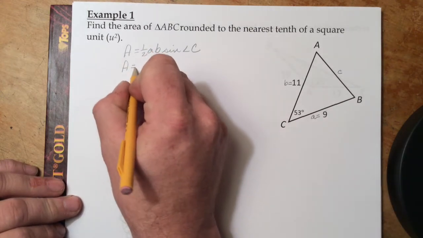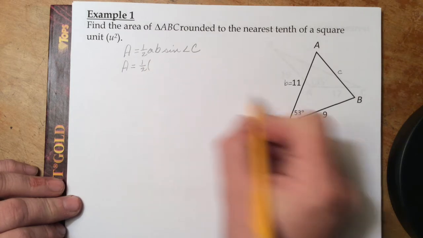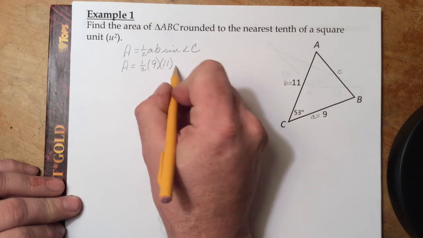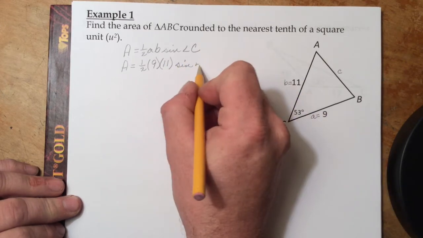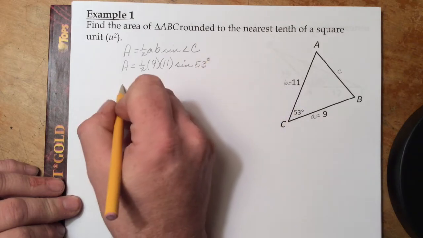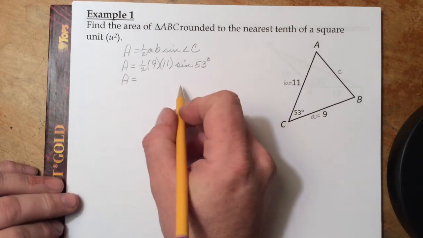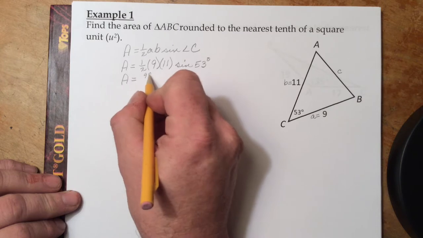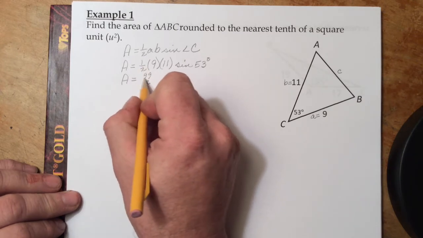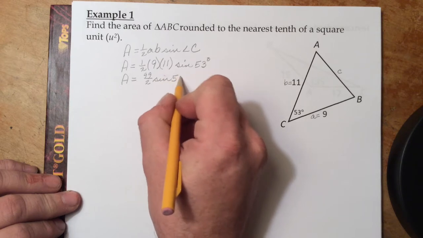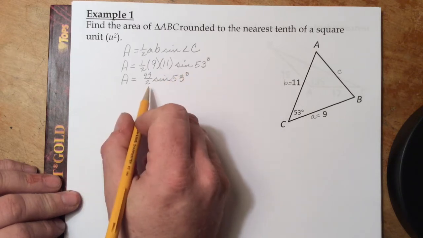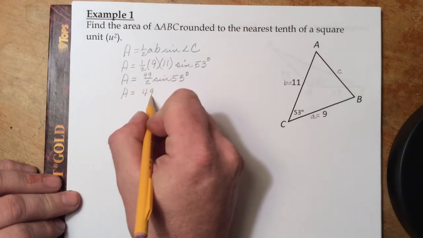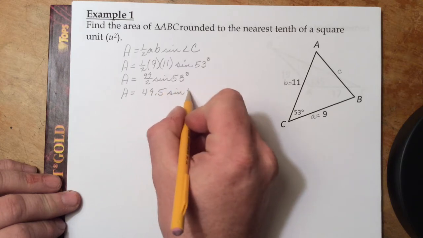So substituting in these values, we have 1/2 times lowercase a, which is 9, times b, which is 11, times the sine of angle C, which is 53 degrees. Next, we simplify as far as we can before we must approximate. So 9 times 11 is 99, and then half of that is 99 halves, times the sine of 53 degrees. We can go ahead and write this in decimal form. 99 divided by 2 is 49.5, times the sine of 53 degrees.